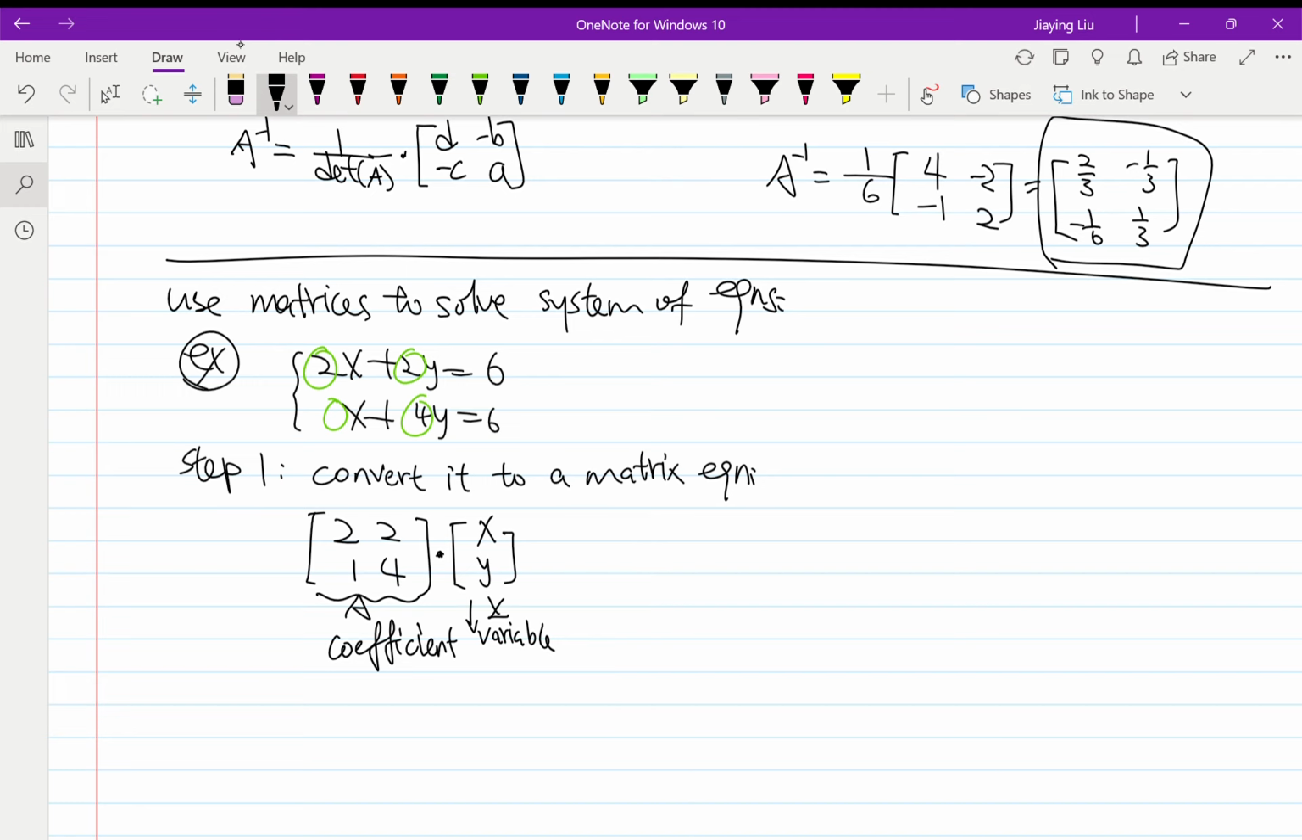We can call this capital X matrix. That's the left-hand side. On the right-hand side, we have two values. We put them into a matrix, 6, 6, and this is what we call matrix B, lowercase b. So what we did is take the system of equations and convert it into this matrix equation, AX equals B.